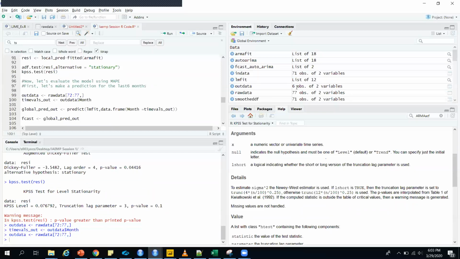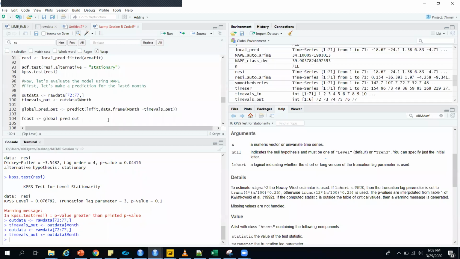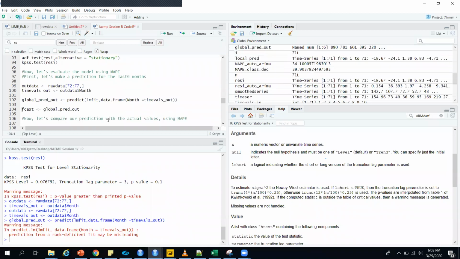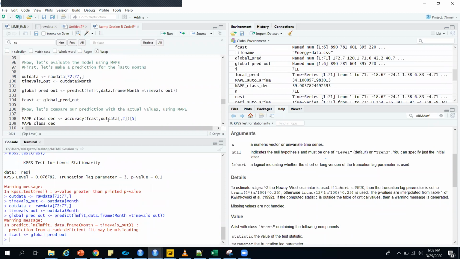So now let me predict it. I have already modeled the data, and using that I am going to do the prediction. The global prediction I have done, and I am moving that to a variable called fcast.